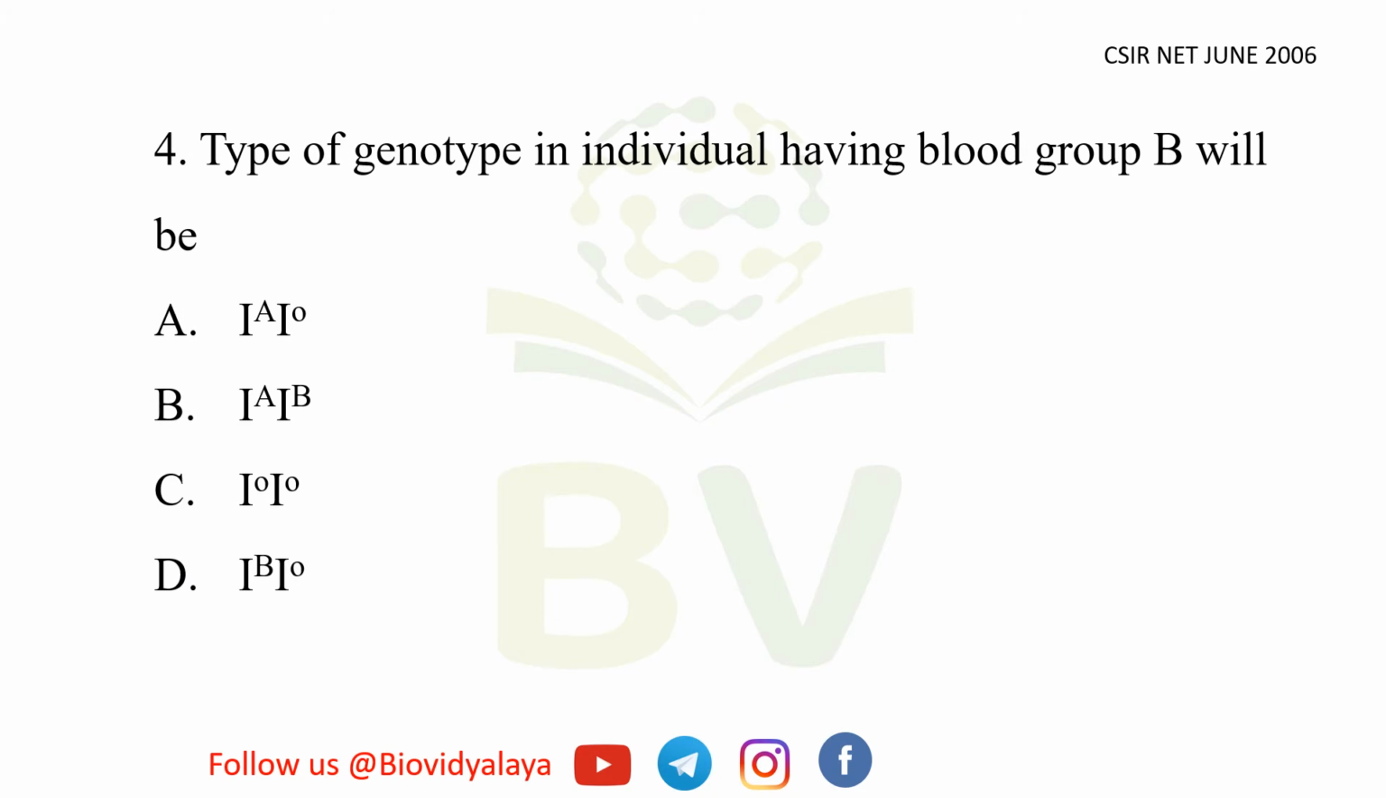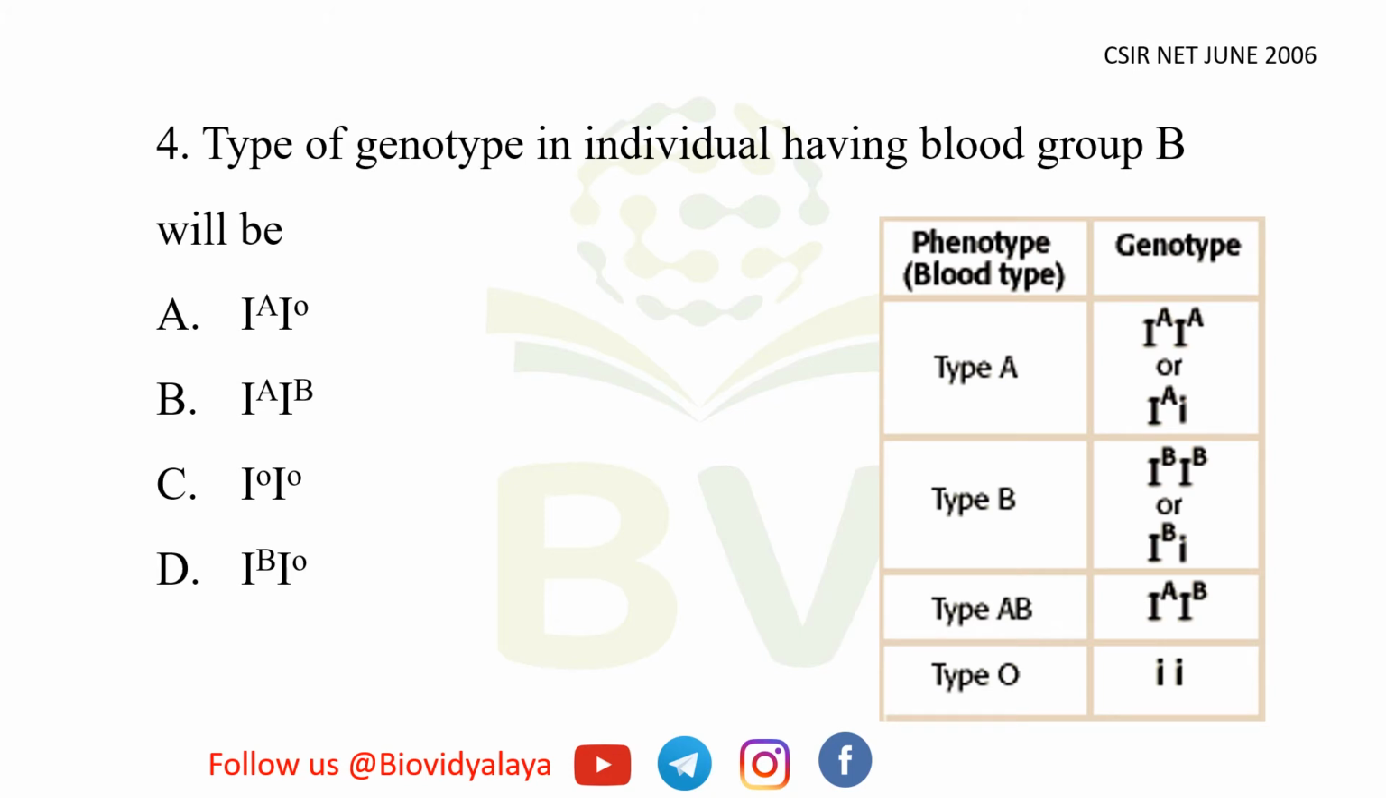Next question. The genotype in an individual having blood group B will be. Options are option A, IAIO. Option B, IAIB. Option C, IOIO. Option D, IBIO. For solving this type of question, you have to know the genotype of all the blood groups. Here we have to find what is the genotype of blood group B.